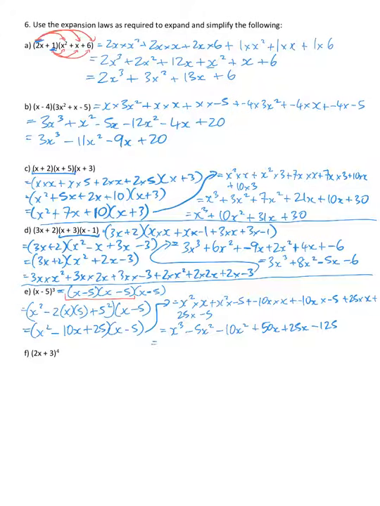So collecting like terms, x cubed. If I've got negative 5x squareds, take another 10x squareds, it's negative 15x squareds. If I've got positive 50x, add 50x, add 25x, I've got 75x, and then I've got negative 125 at the end. So that's that one done.